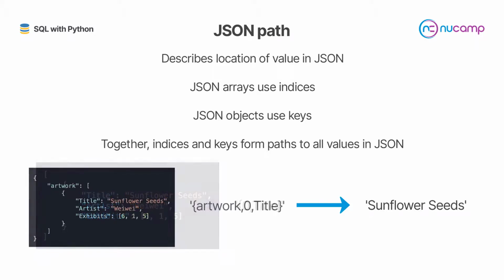In this last example, we have an object with a nested array of objects. In other words, an object containing an array which in turn contains an object. In order to find the value sunflower seeds, we must follow the path of keys and indices through artwork, 0, and title.